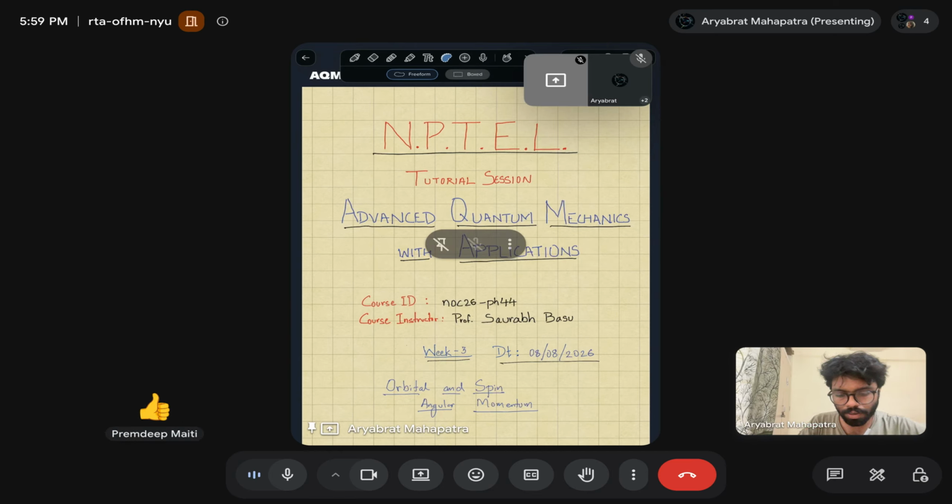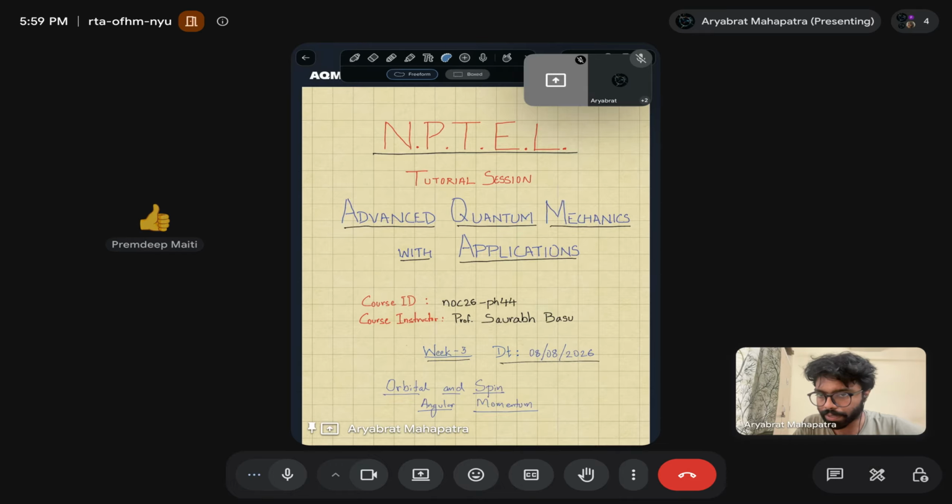So yeah, this is your week 3 problem solving session. So today we'll be discussing the orbital and spin angular momentum algebra and the related concepts.